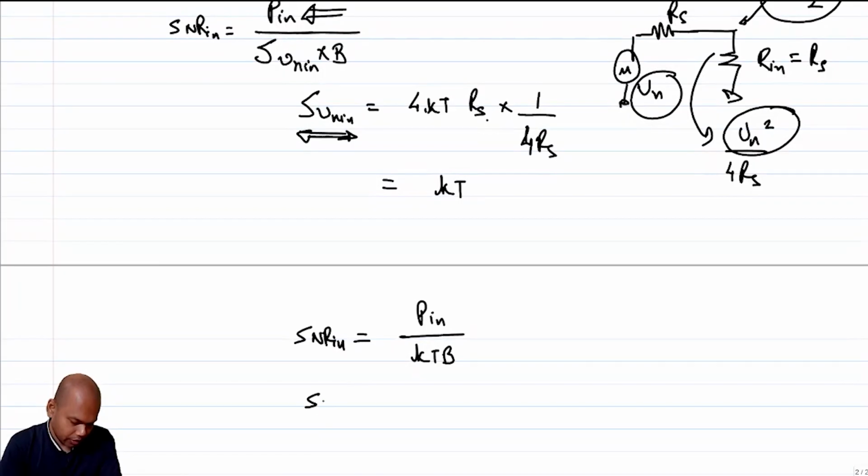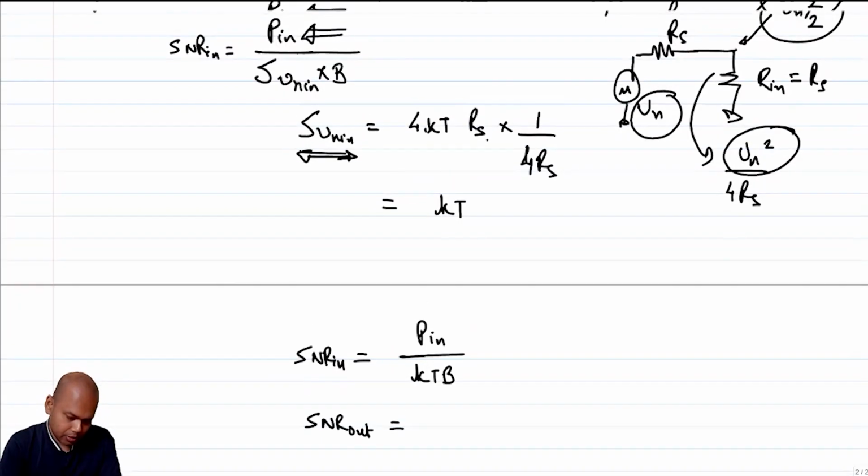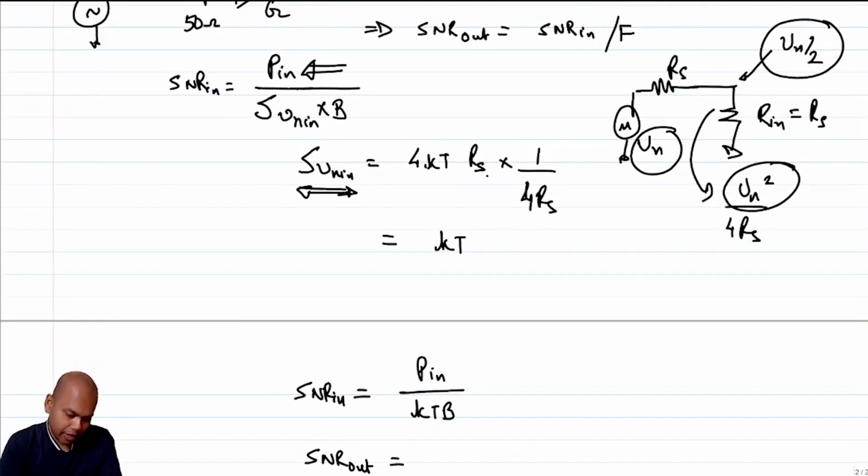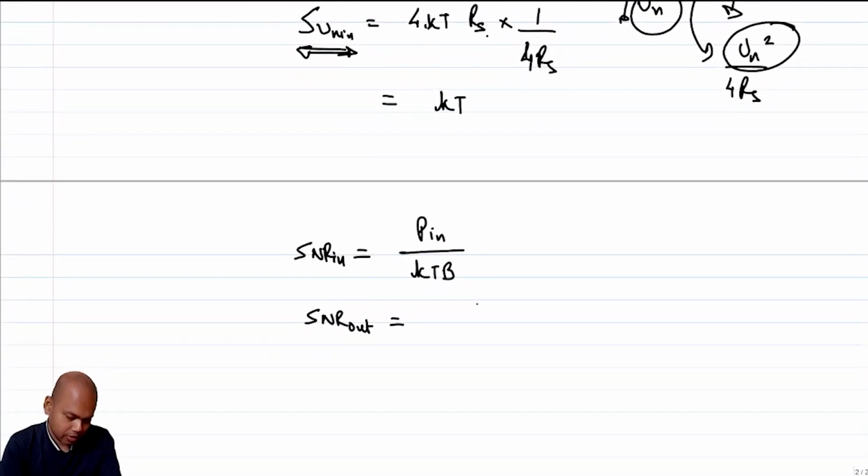So your SNR out essentially becomes SNR in by F, which is P in by kTB times F. This is in linear scale.